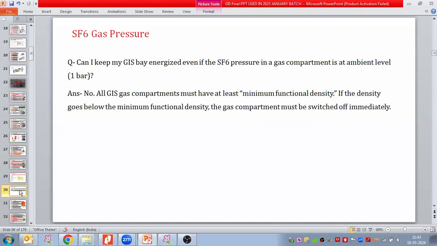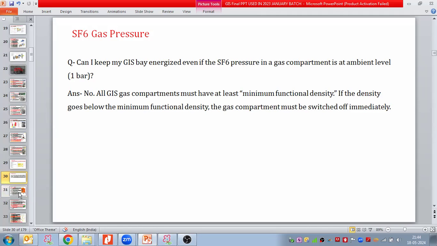Now one question is, can I keep my GIS bay energized even if the pressure in a gas compartment is at ambient level, say 1 bar? Could I keep the GIS energized? The answer is no. All GIS gas compartments must have at least the minimum functional density. If the density goes below the minimum functional density, the gas compartment must be switched off immediately, as recommended by the operations in the GIS.